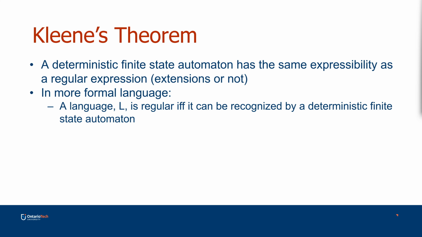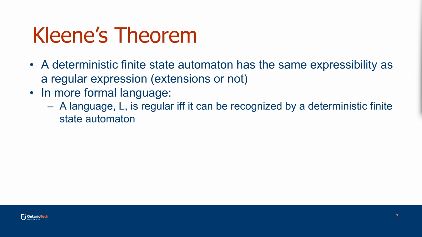So why am I even talking about finite state machines and regular expressions together? Well, it has to do with Kleene's theorem. Kleene's theorem talks about how if you have a finite state machine like the ones we've been talking about, these are called deterministic finite state machines, they express the exact same set of languages as a regular expression does, whether we use the extensions or not. The extensions don't actually make regular expressions any more expressive.